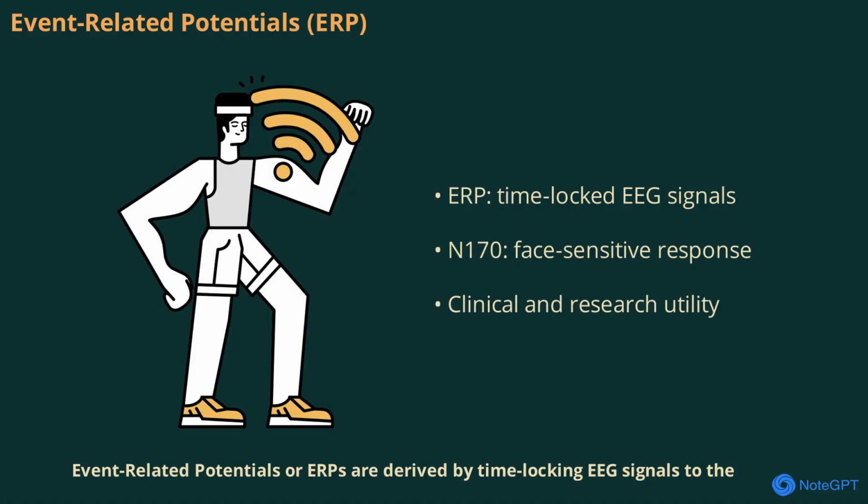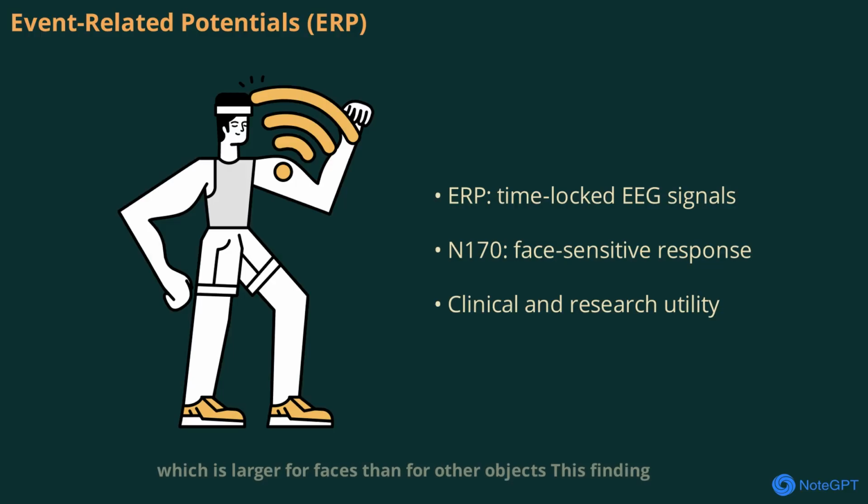Event-related potentials, or ERPs, are derived by time-locking EEG signals to the onset of a stimulus and averaging across multiple trials. A classic example is the N170 component, a negative deflection about 170 milliseconds after seeing a stimulus, which is larger for faces than for other objects. This finding, first described by Bentin and colleagues in 1996, shows that the N170 reflects early, face-sensitive perceptual processing. ERPs are powerful tools for studying category-specific brain responses and clinical conditions like prosopagnosia.